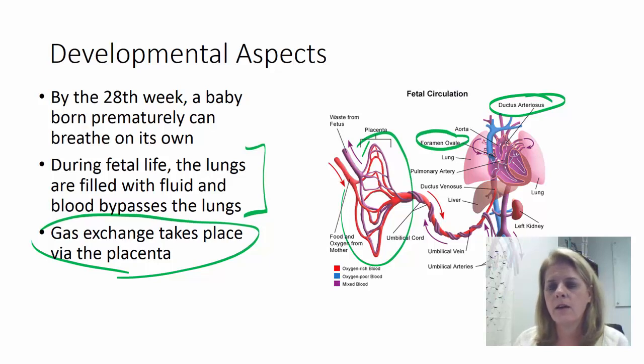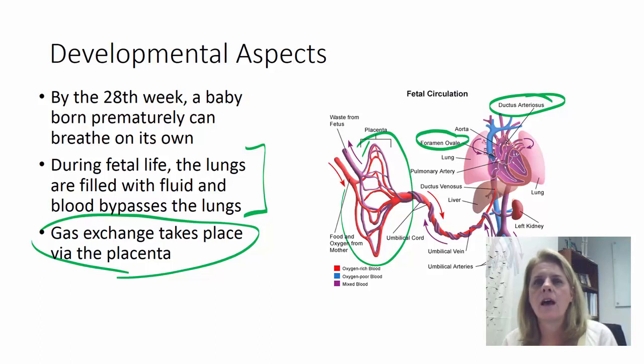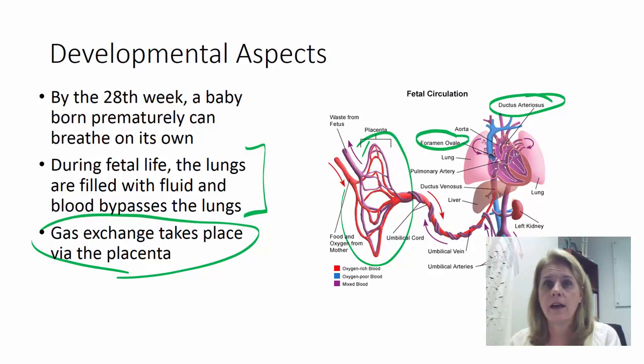Now, if a baby is born prior to 28 weeks, it may not make it. We're getting better. We're pushing that premature birth rate further and further back, even maybe down to 24 weeks in some cases. But the problem is they're just simply not developed enough. After 28 weeks, if a baby is born, it can breathe on its own. It may need surfactant, and it still has a long way to go. It's still not out of the woods. It can have a lot of problems.